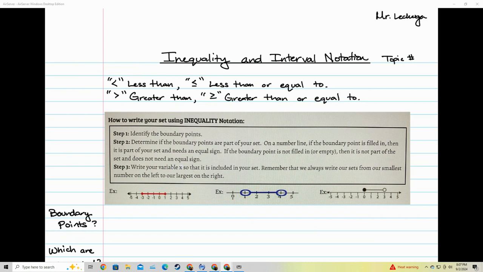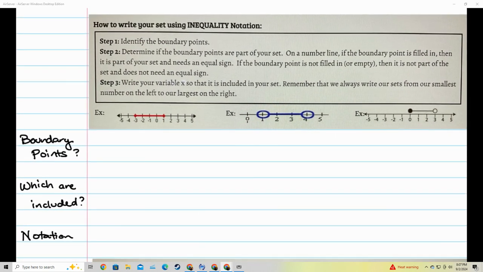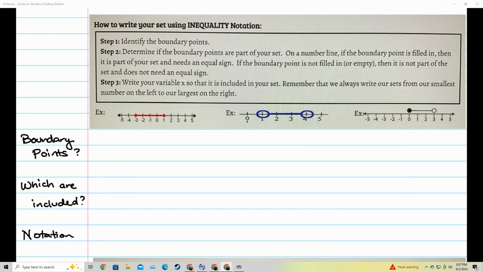Step 3, we're going to write our variable, in this case our x, so that it is included in your set. Remember that we always write our sets from smallest number on the left to our largest number on the right. So let's just go ahead and run through this really quick. The more we do it, the more you're going to be like, oh, okay, it's really not that bad. So first of all, I want to see, are there any boundary points? Where does your set start and where does your set end? I see that my first boundary point is at -3 and my other boundary point is at 1 because that's where it starts and where it ends.